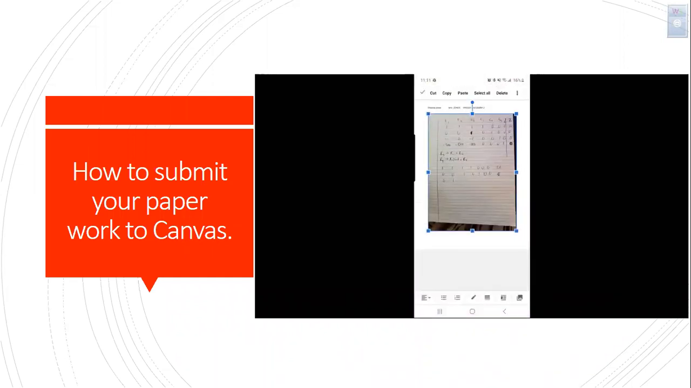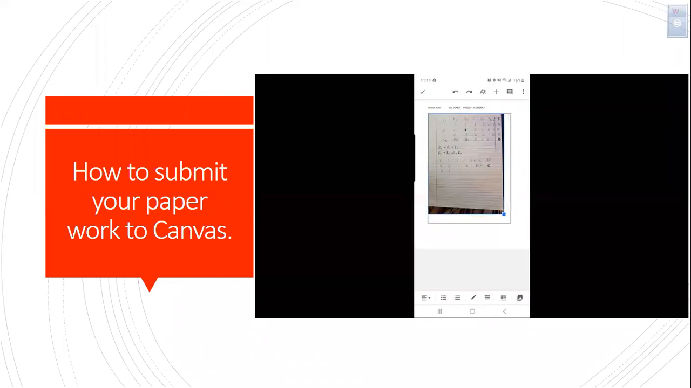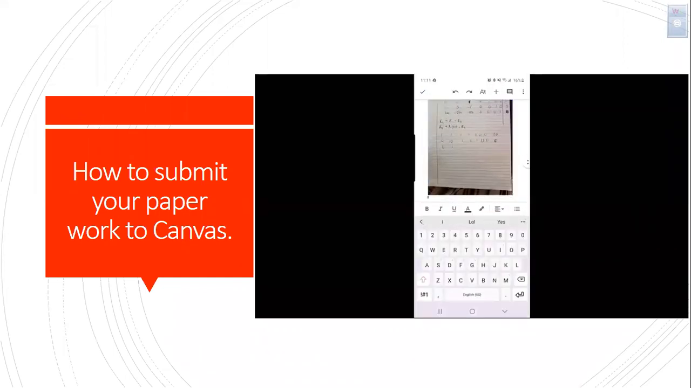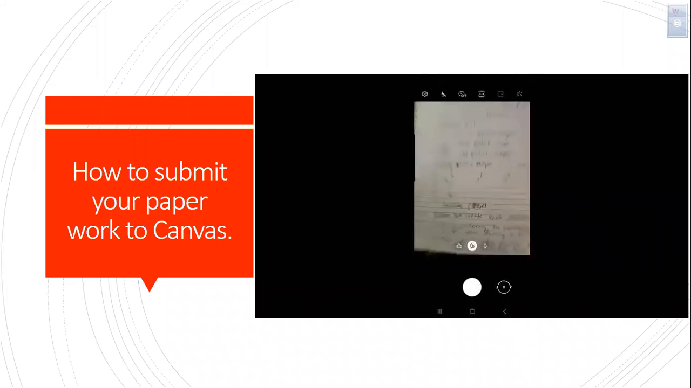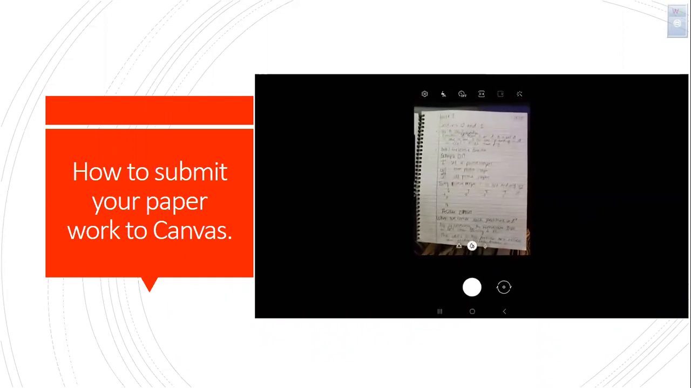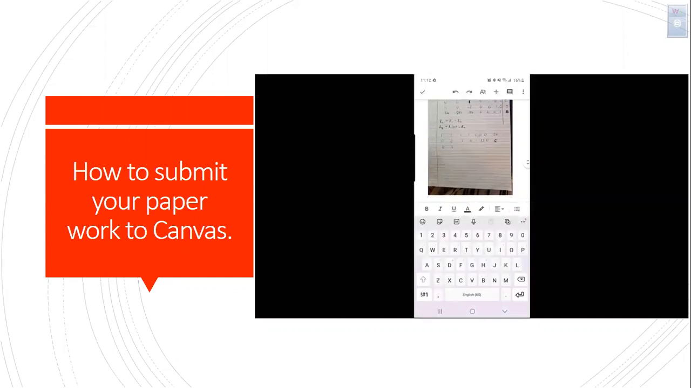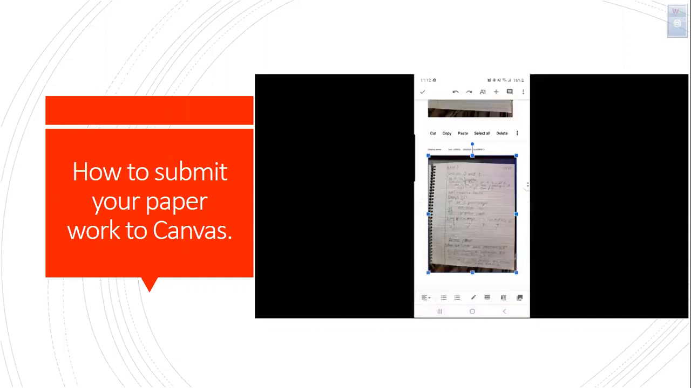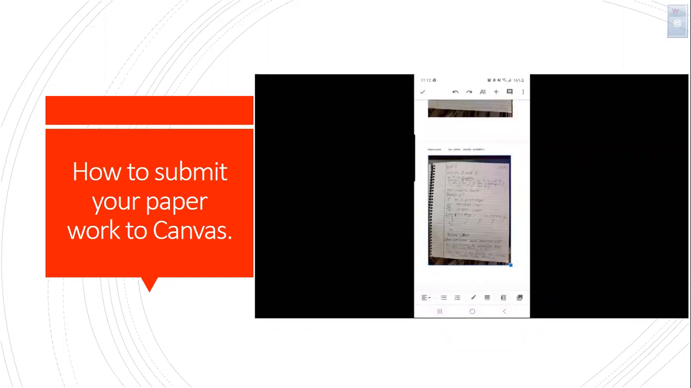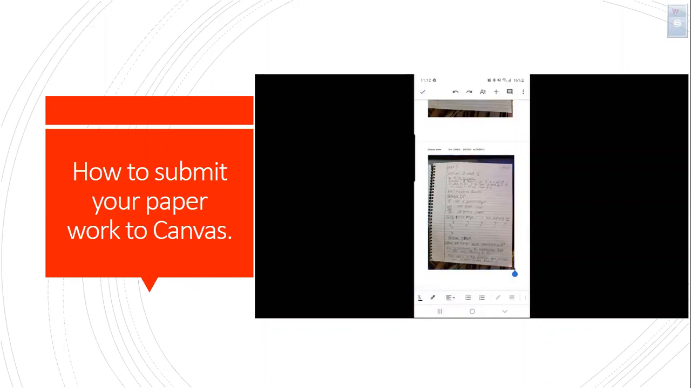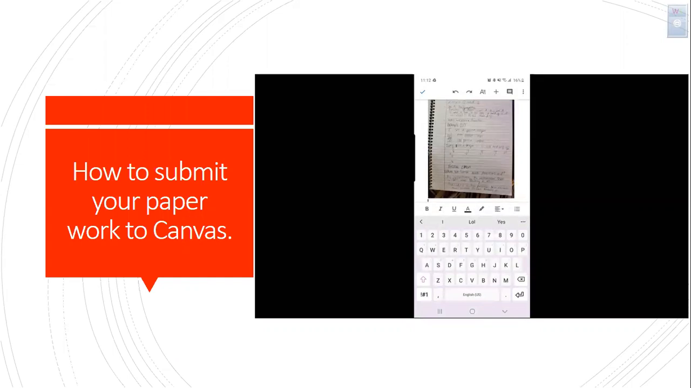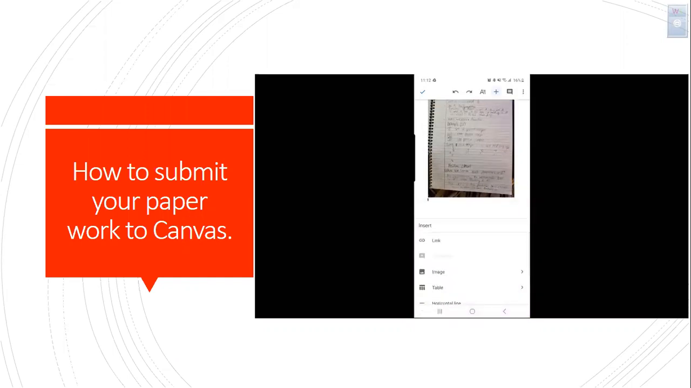If I click on it, it allows me to make it smaller or bigger. Click enter. I'm going to add another one. I'm going to add my next page on camera. Take picture. Boom. Picture's done. Again, if it's too big, I can click on it and resize it. If it's not big enough, I can zoom in on it. Enter. I'm going to add another, my last page.